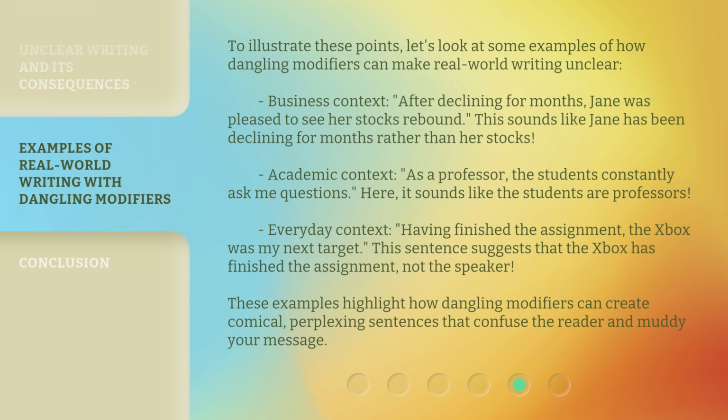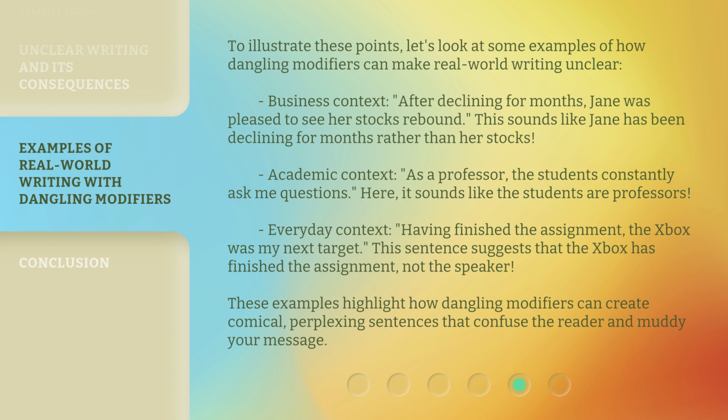To illustrate these points, let's look at some examples of how dangling modifiers can make real-world writing unclear. Business context. After declining for months, Jane was pleased to see her stocks rebound. This sounds like Jane has been declining for months rather than her stocks. Academic context. As a professor, the students constantly ask me questions. Here, it sounds like the students are professors.